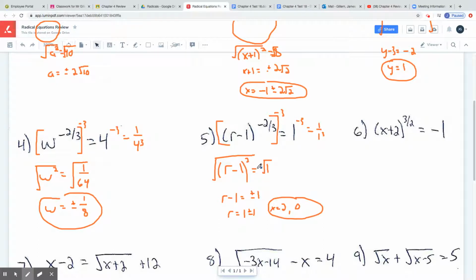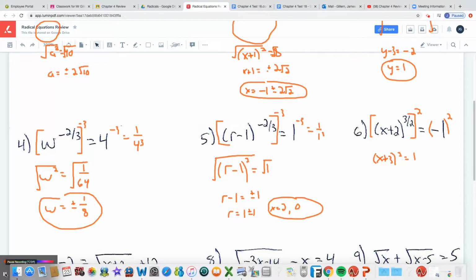All right. For 6, I'm going to raise this. I'm going to make that squared. So 3 halves squared, and then we got negative 1 squared. So I got 3 halves times 2, which is going to give you 3. So x plus 3 cubed equals 1.